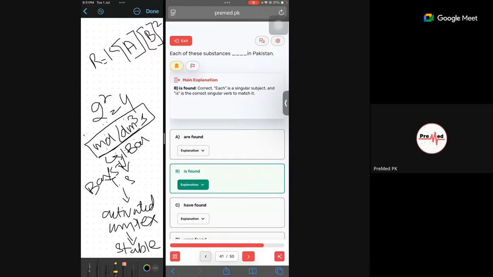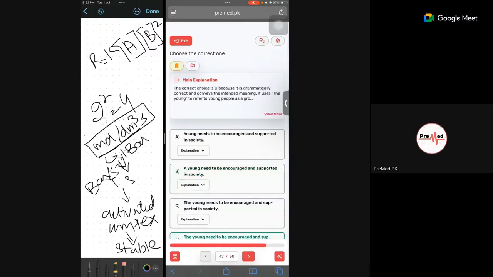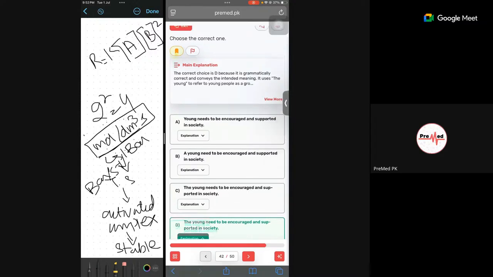We have: each of these substances dash in Pakistan. MCQ 1 of English. While each is used with plural, each is showing a single substance. So for that, we will use is found. The answer is not going to be each of these substances are; it is incorrect. Each of these substances is. Next we have the sentence correction portion.